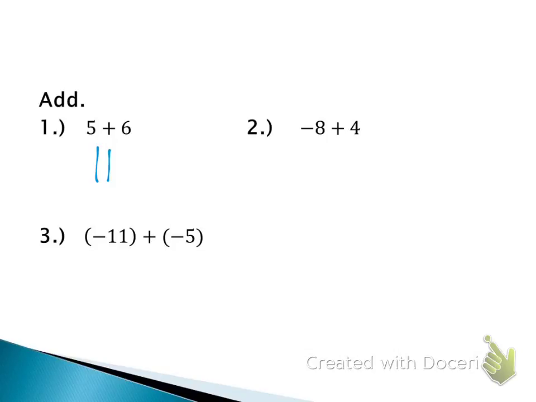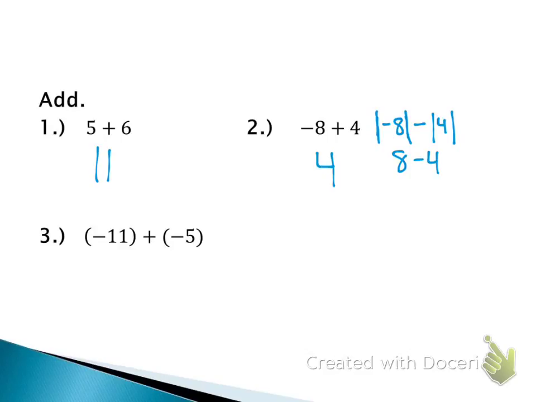So what that looks like is the absolute value of negative 8 minus the absolute value of 4. So we subtract the absolute values and we'll keep the sign of the number with the larger absolute value. Okay. Jakeem, what's the absolute value of negative 8? And what's the absolute value of 4? Okay. So for this problem, we have to take 8 minus 4, which gives us 4.